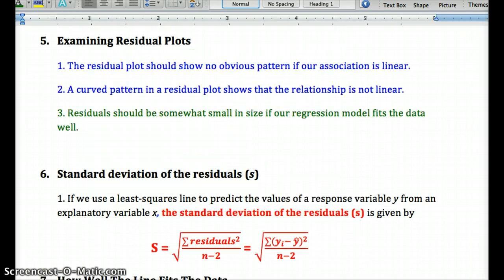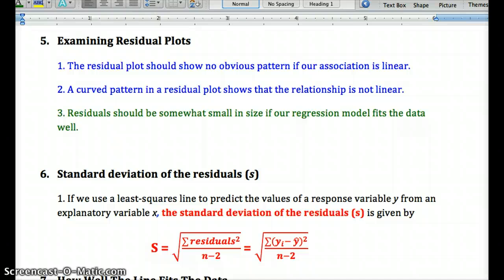Okay, so the residual plot shouldn't show an obvious pattern if our association is linear. If a curve pattern pops up on that residual plot, then the relationship is not linear. It could be a squared, a binomial, it could be to a higher power. So our residuals should be somewhat small in size if our regression model is good. Ideally we want small residuals, meaning our data points aren't far from our regression line.